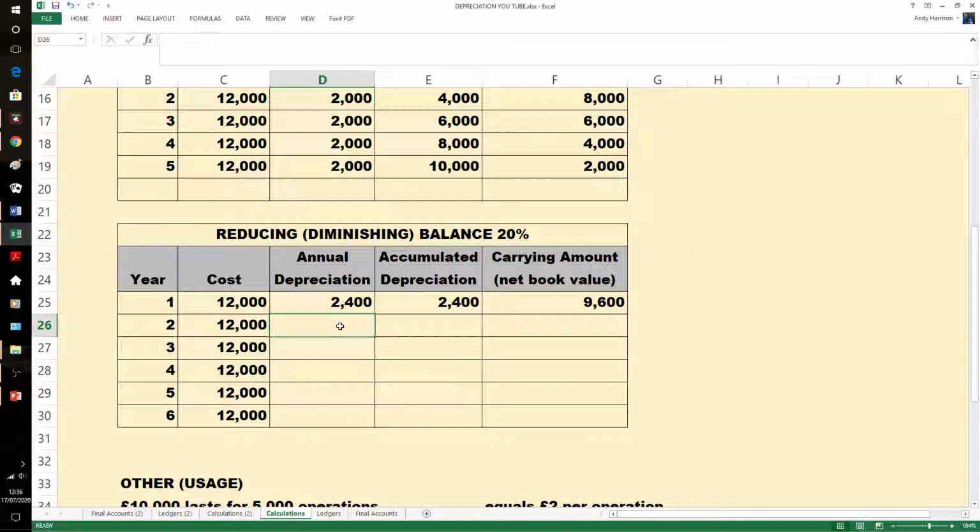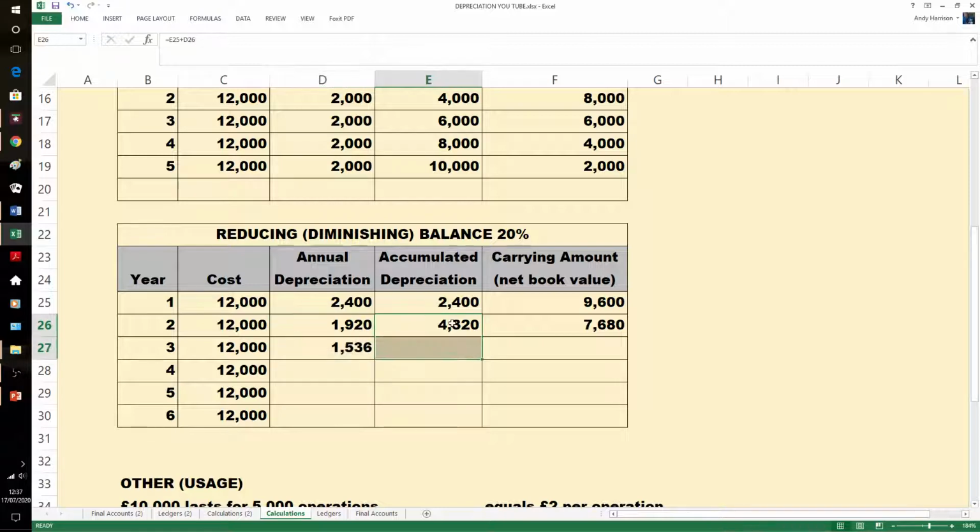So the difference is that the annual depreciation is not based on the 12,000. It's based on the carrying amount at the end of the previous year. And then we add it. Notice it's gone down, so there's less depreciation in the second year. And of course it goes down in value, but not by as much. So this one, again, that will now be 20% of the 7,680.